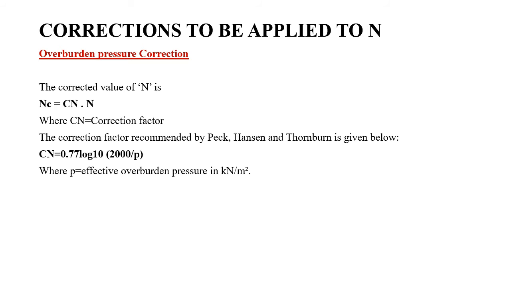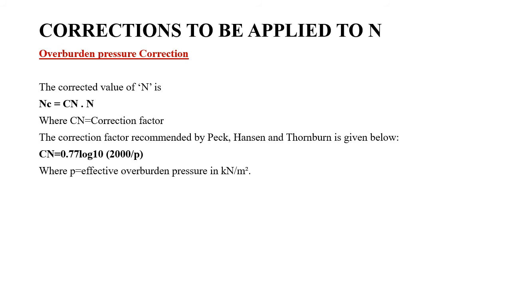Now there are many equations given by different scientists for applying a suitable overburden pressure correction. This is just one of the equations that we are using. Normally, to find the corrected N value, we apply a correction factor Cn to the observed N value. If N is the N value that you observed in the field, you multiply it with the correction factor Cn to get the corrected value of N for overburden pressure. There are several equations for finding this correction factor. Here I have one of those equations, recommended by Peck, Hansen and Thornburn, but there are many other equations that you can use as well.